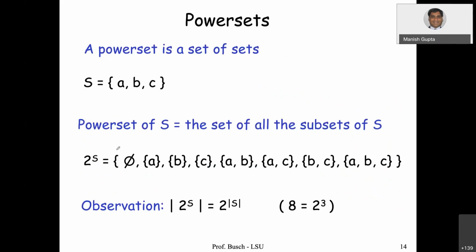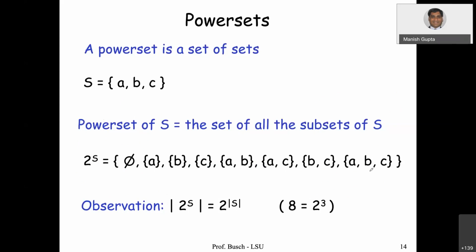Now, a power set is a very, very important thing. A power set is a set of sets. So S is equal to {A, B, C}. The power set of a set is the set of all subsets of S. So the power set here is the empty set, {A}, {B}, {C}, {A, B}, {A, C}, {B, C}, {A, B, C}, right? So obviously the cardinality of the power set is 2 raised to the power cardinality of S. In this case, it is 8.